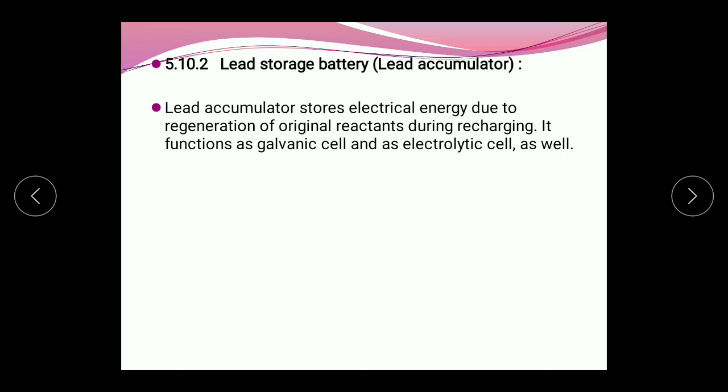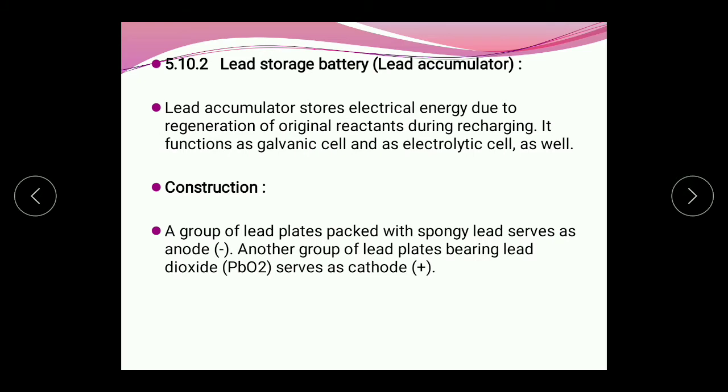So let us start with the lead storage battery. The first point is construction, which includes the figure as well as the description. So the lead storage battery has, as usual, one anode, one cathode, and one electrolytic solution. In this battery, a group of lead plates packed with spongy lead serve as anode. What is anode? Anode is plain lead plates, we can say.